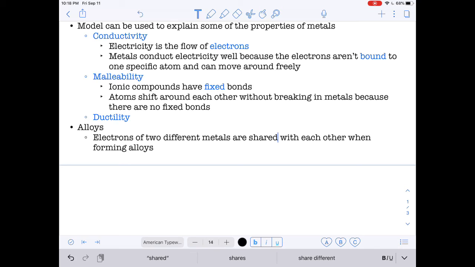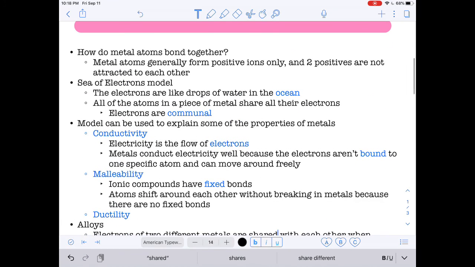So when you have two metals, let's say iron and copper, for example, and they are made into an alloy, the electrons of the two different metals are shared with each other, and that's essentially how it works when alloys are created. So yeah, hopefully that made sense. Sorry for the little typo I had over here.